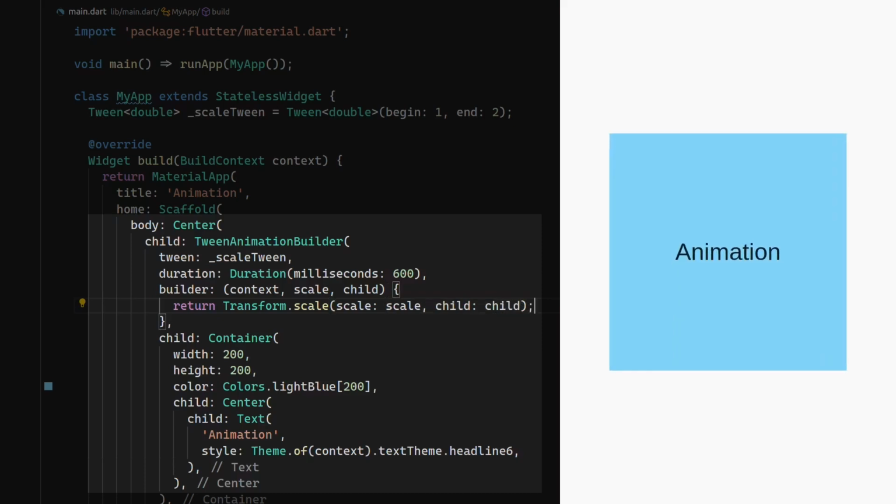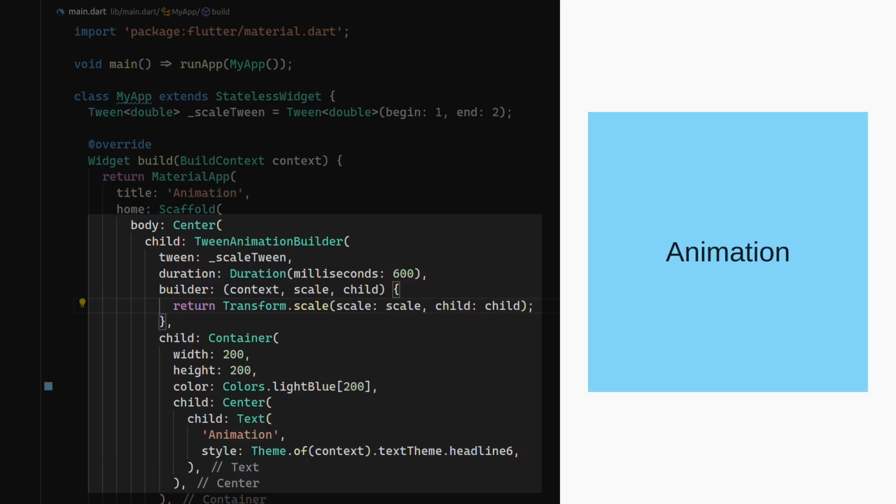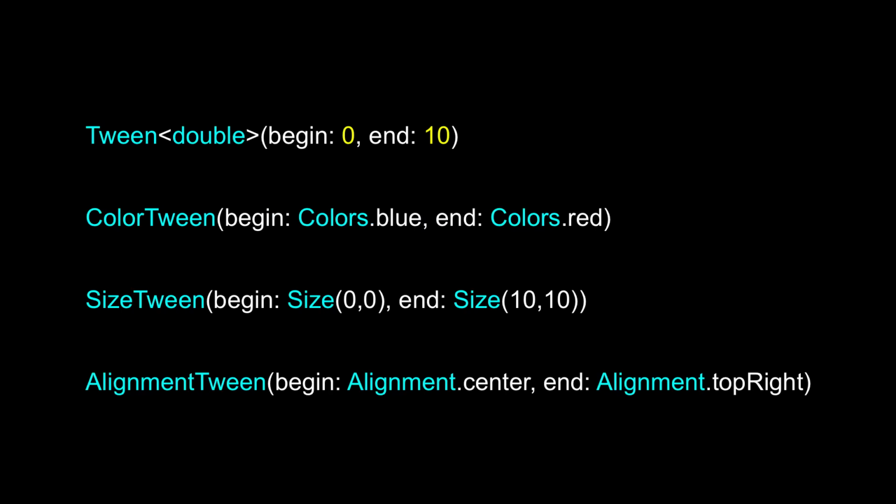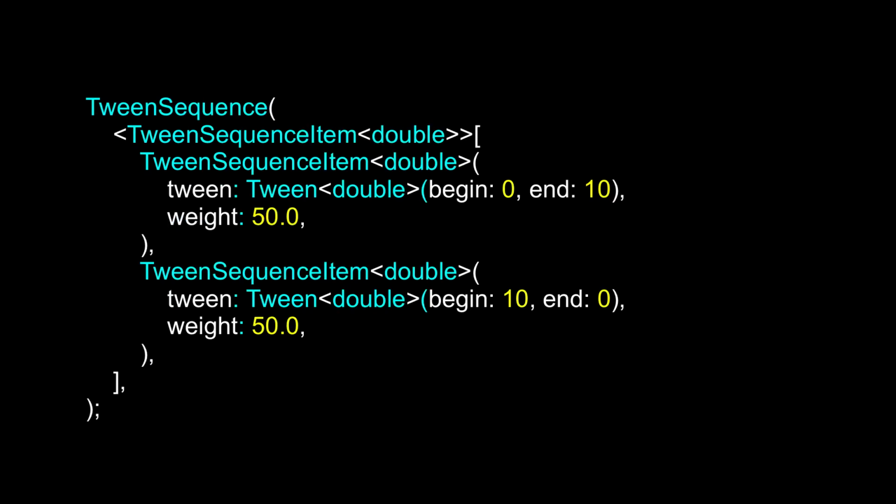You'll note that the tween animation builder animates as soon as the build function is called. To do another update, just change the end value and the tween animation builder will call the build function again and update from the old end value to the new end value. You can create all kinds of different tweens, for example a color tween. Take a look, there is also a nice tween called tween sequence that allows you to combine multiple tweens together.